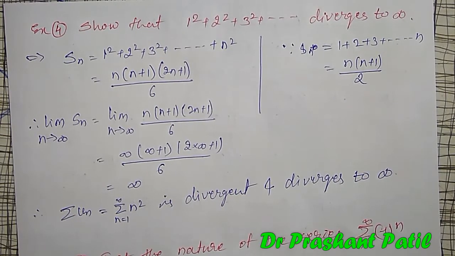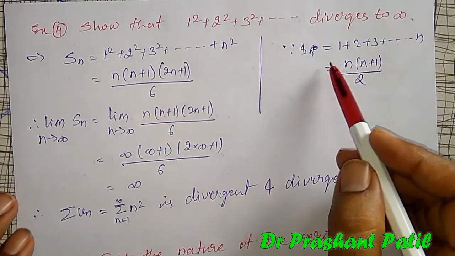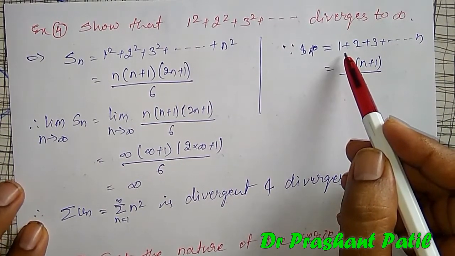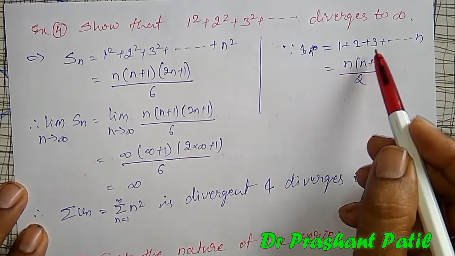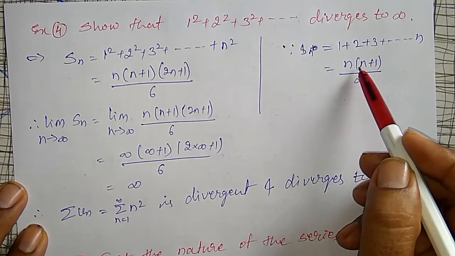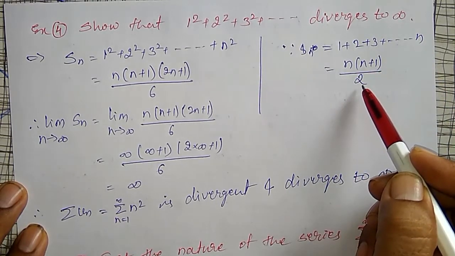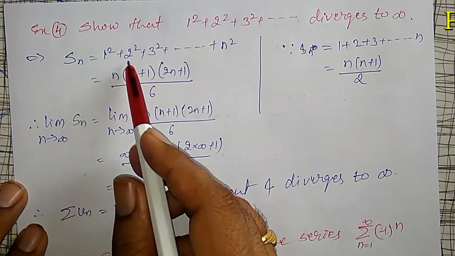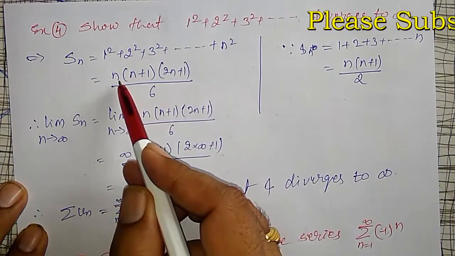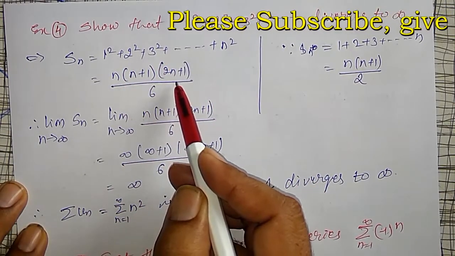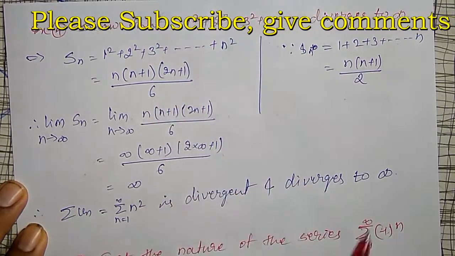So I am assuming that Sn. Like that, the sum of first natural numbers 1 plus 2 plus 3 and so on up to n is given by n into n plus 1 divided by 2. Like that, 1 square plus 2 square plus 3 square up to n square is given by n into n plus 1 into 2n plus 1 divided by 6.